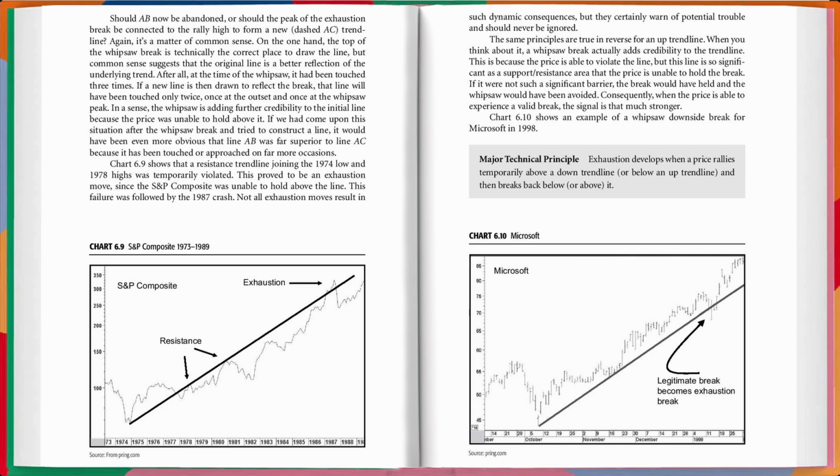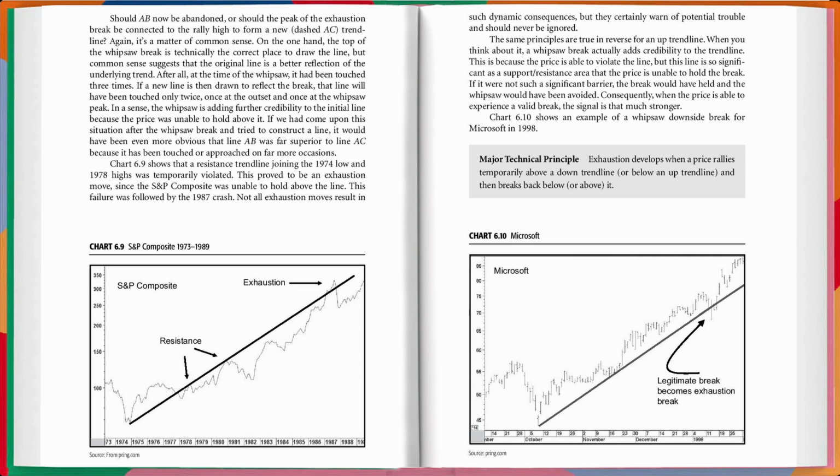In a sense, the whipsaw is adding further credibility to the initial line because the price was unable to hold above it. If we had come upon this situation after the whipsaw break and tried to construct a line, it would have been even more obvious that line AB was far superior to line AC because it has been touched or approached on far more occasions.